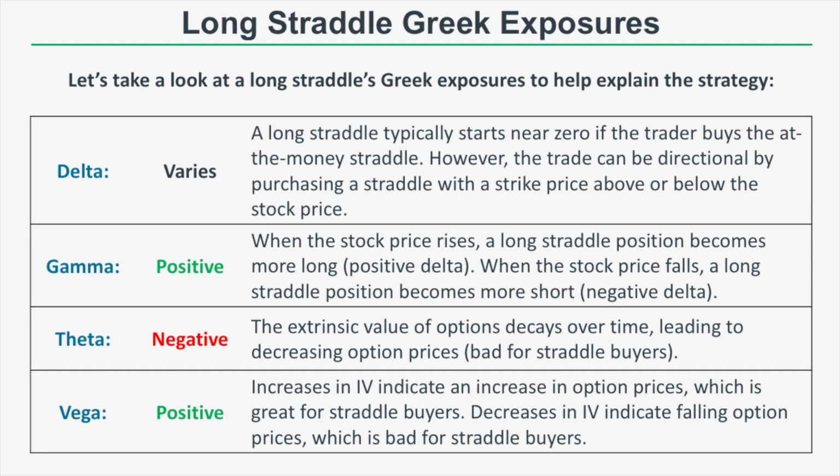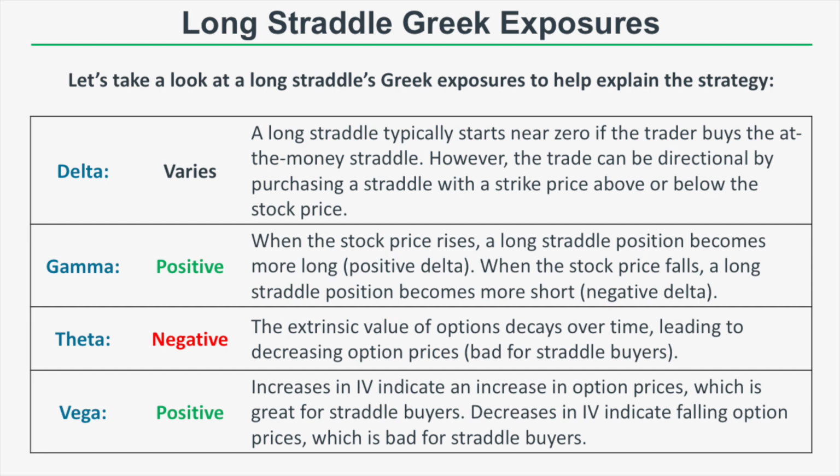Now, when the stock price falls, a long straddle position becomes more short, and that's because the position delta gets more and more negative. Now, that means you want the downside price action to continue because with your negative delta, you'll make money if the stock price continues to decrease.